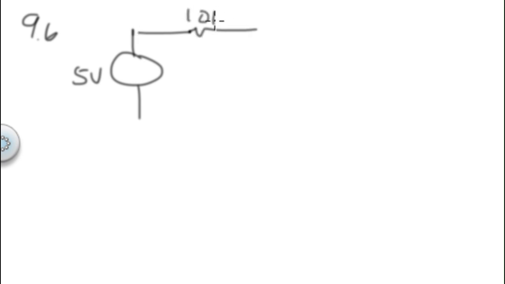So we're going to do number 6. 9.6. Find the voltage and current in phasor form for the circuit below. So this one is 5 volts and 10K and 2.5 Henry.